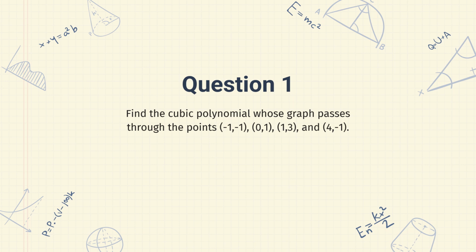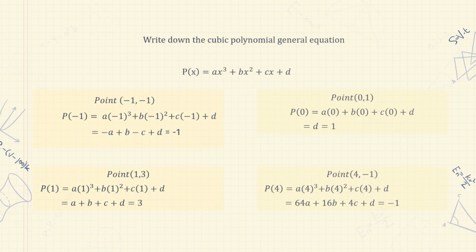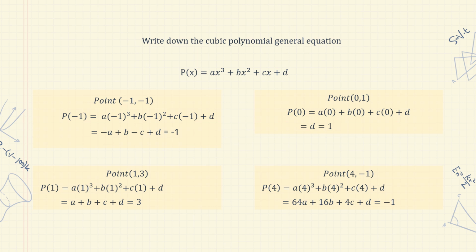Let's start with question 1. Find the cubic polynomial whose graph passes through the points (-1, -1), (0, 1), (1, 3), and (4, -1). From the question, we know that the equation will be a cubic polynomial, so p(x) equals ax cubed plus bx squared plus cx plus d. The question has already given four coordinates. With these coordinates, we can substitute x into the equation to find the value of each point.